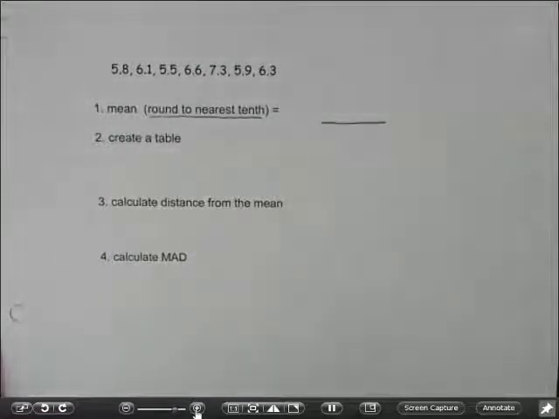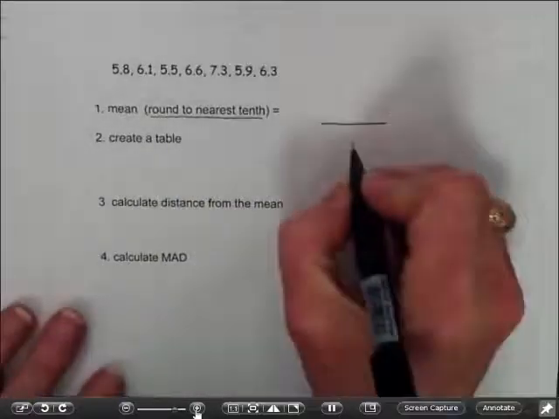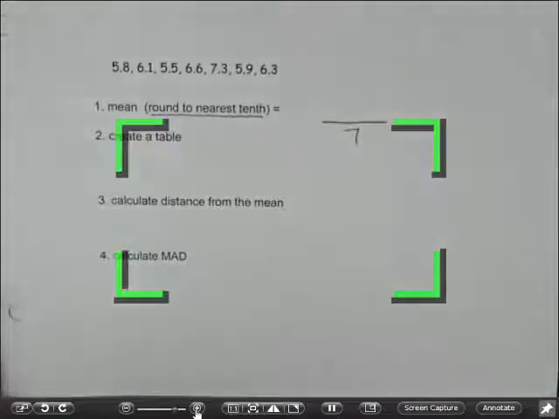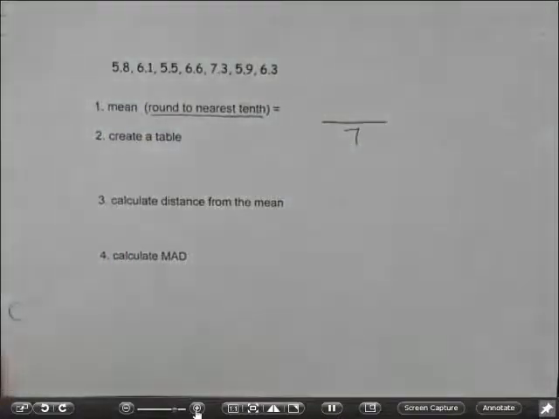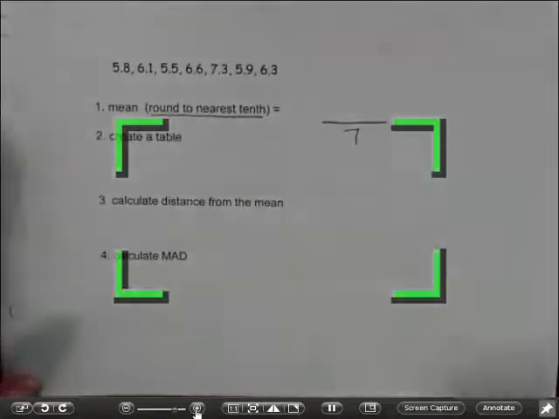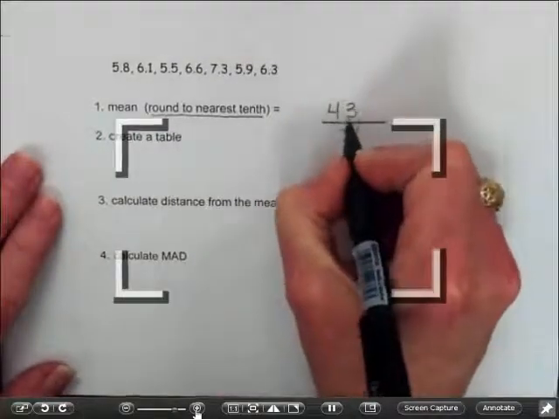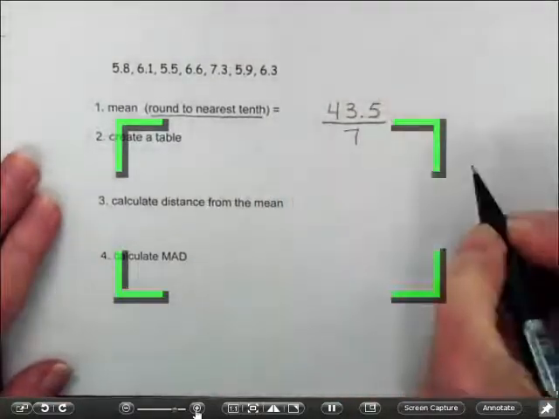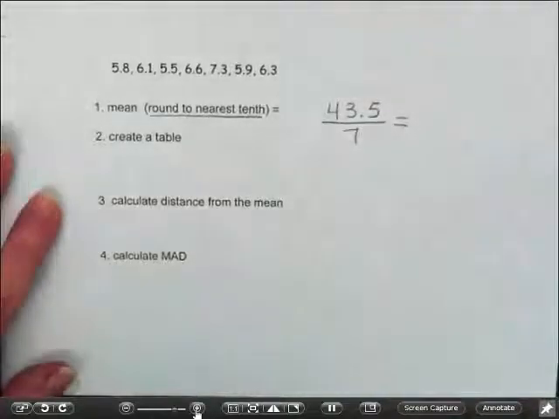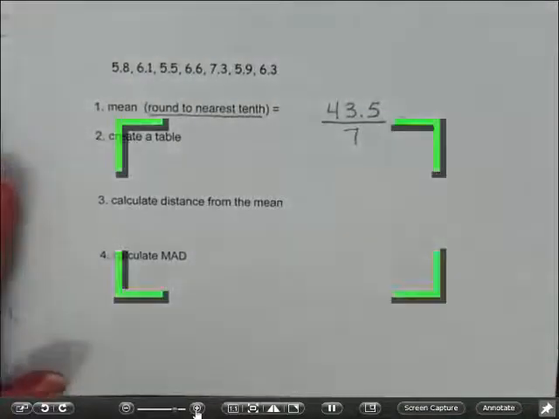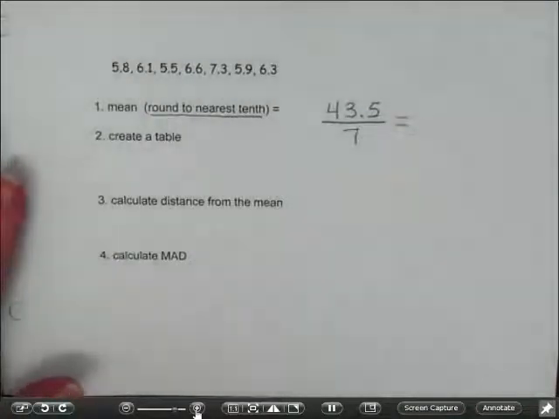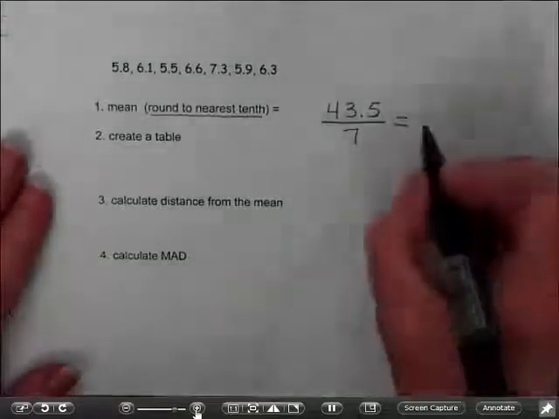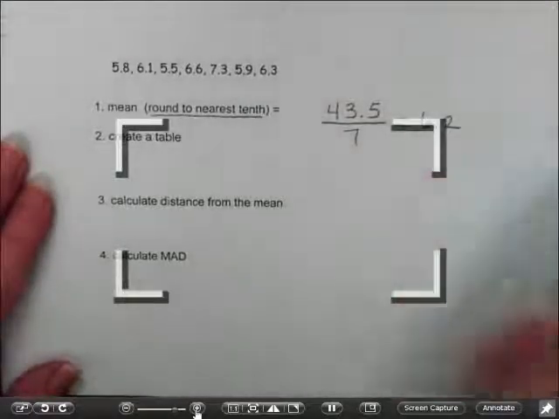What are we dividing by this time? 7. Okay, there's 7 numbers, so we're dividing by 7 for our mean. Okay, so what did you get for your total? 43.5. Good. And I just want to always repeat that just to double check, to make sure everybody adds correctly. If you're not getting that, then you'll want to go back in and re-enter that. Okay, so what is our mean? 6.2. Okay, I'm going to do the same thing.